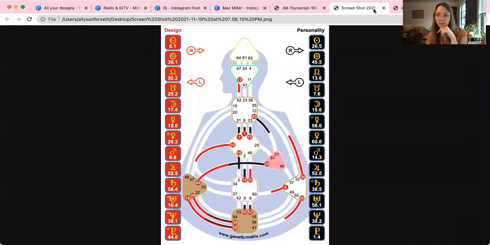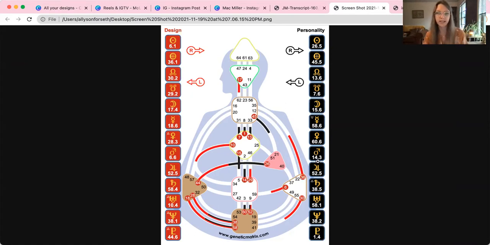Okay, so moving along, I'm glad I have this list that's somewhat organized now. So I'm going to pull up her chart again. Thanks for bearing with me. And talk about some centers as well. The first one I'm going to talk about is her undefined solar plexus.